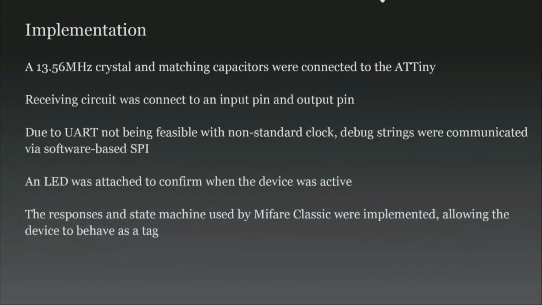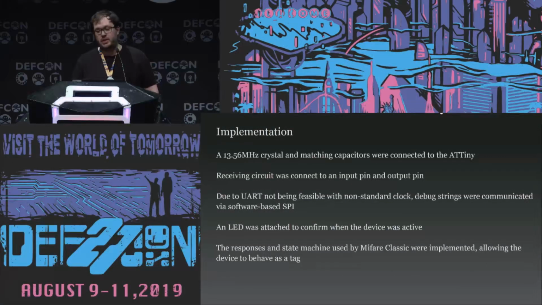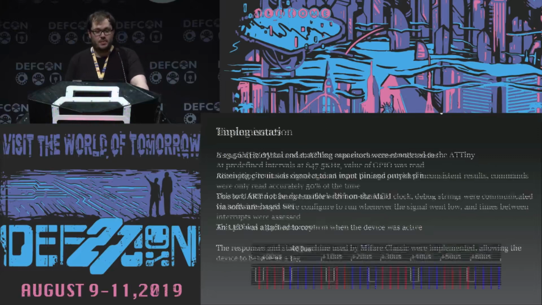Due to the lack of UART, I set up some GPIOs to make a software-based SPI master in order to print out any debug strings that I required, which was very slow but was good in the early stages of this in order to see how the communication was working. I then added an LED just so I knew when the thing was working and not crashing. The state machine used for enumeration, authentication and everything else was implemented and allowed the device to behave as a tag as needed.